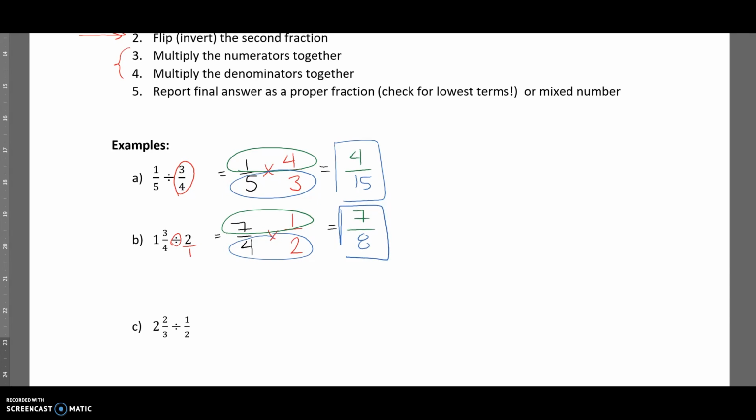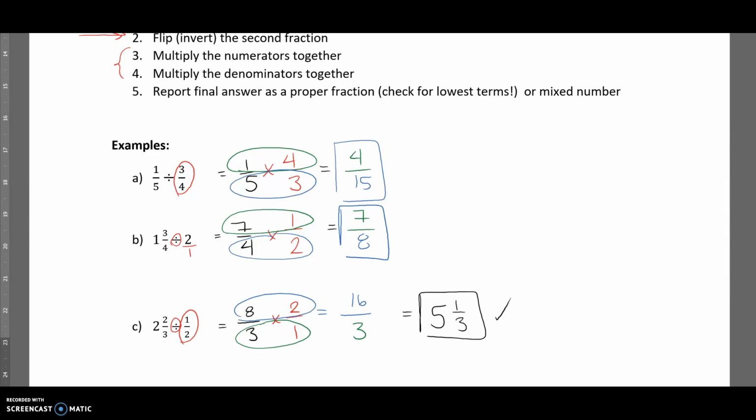In our final example, we again have a mixed number, so I'll convert that to an improper fraction first. 2 2/3 is the same as 8/3. I'm going to change my division to a multiplication question, and when I do that, I have to flip or invert the second fraction, so 1/2 becomes 2/1. Now I can do my multiplication. 8 times 2 is 16, over 3 times 1 is 3. The last step is to convert this improper fraction into a mixed number. When you do that, you get 5 1/3.